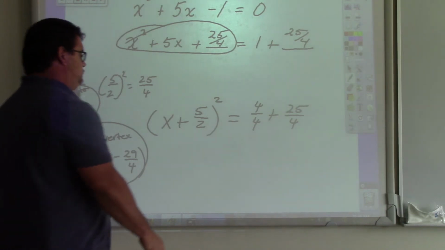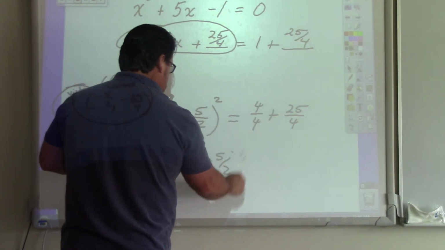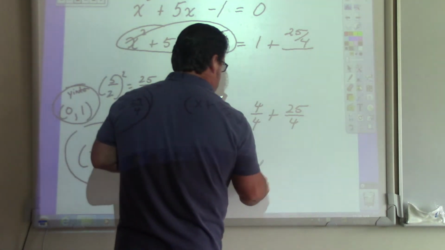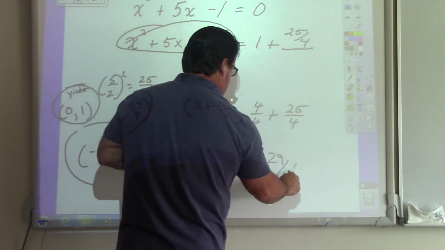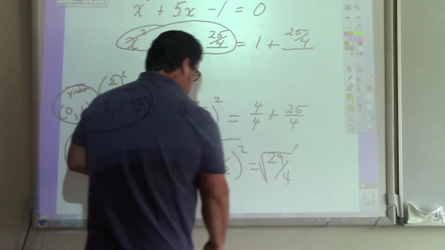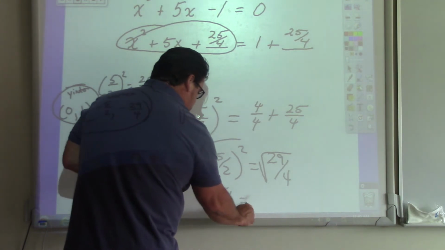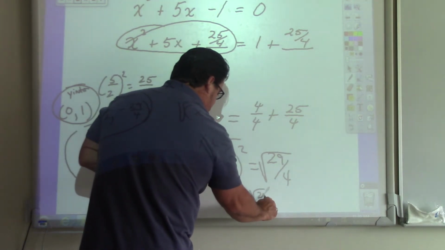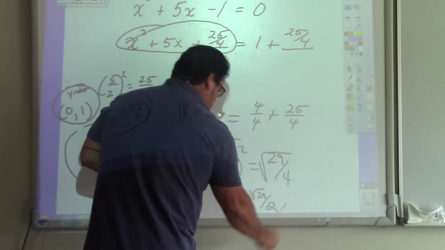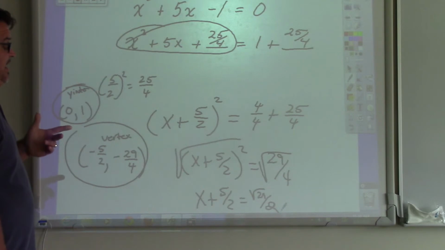And x plus 5 halves, quantity squared, is equal to 29 fourths. Square root of both sides, and x plus 5 halves is equal to the square root of 29 over 4, which is 2. Square root of 4 is 2. Okay, the square root of 29. The square root of 25 is 5.